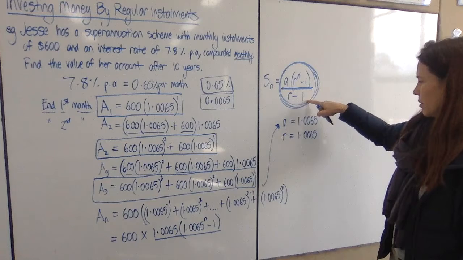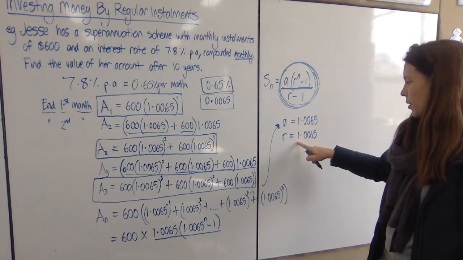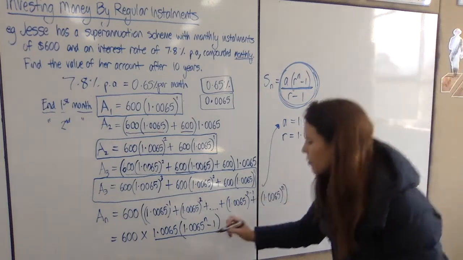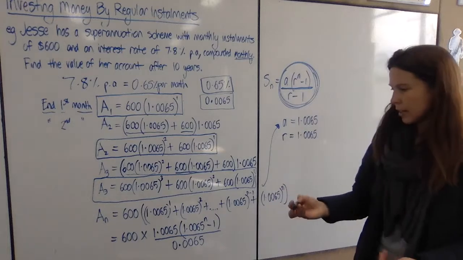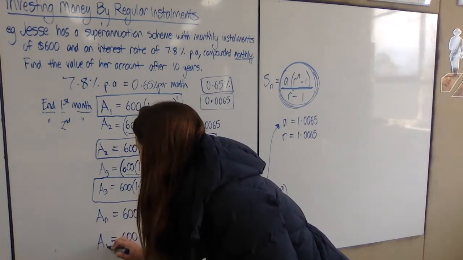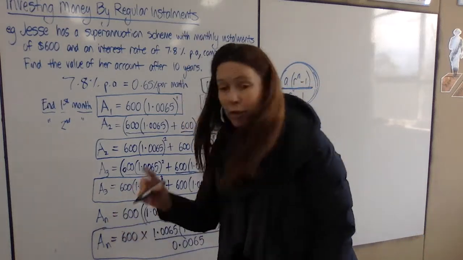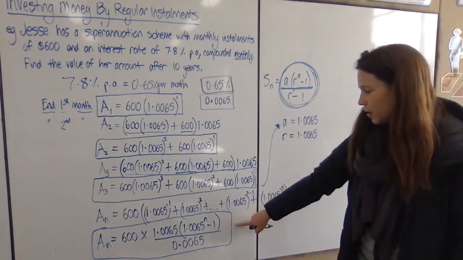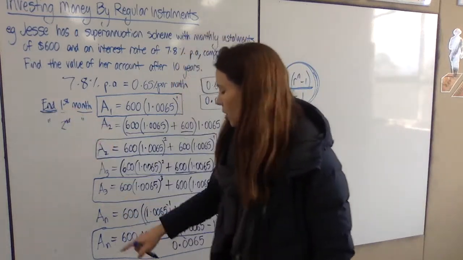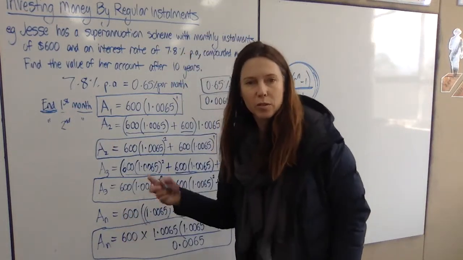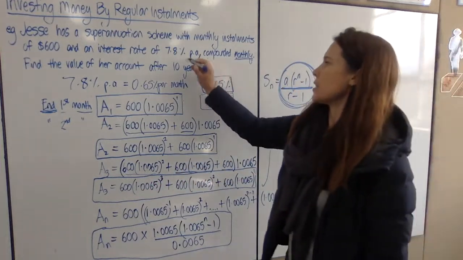Rate minus 1, well this is our rate. If we take 1 off it, it will just be 0.0065. And we've done it. This is now a nice, neat, tidy, okay, it's not that neat and tidy, but a very useful formula for the amount that we'll have at the end of any number of months that we want to investigate.